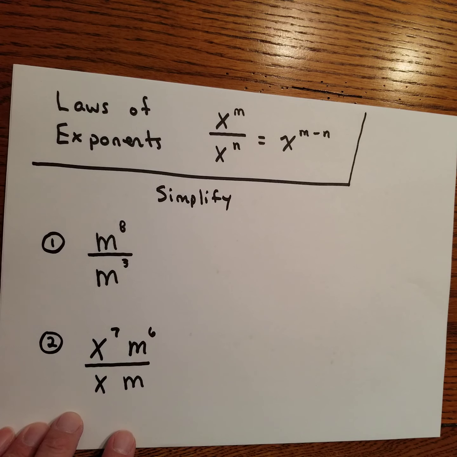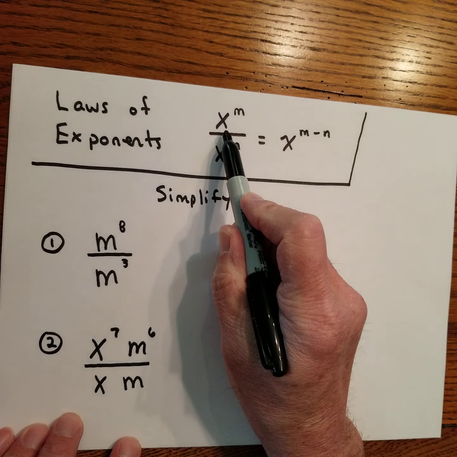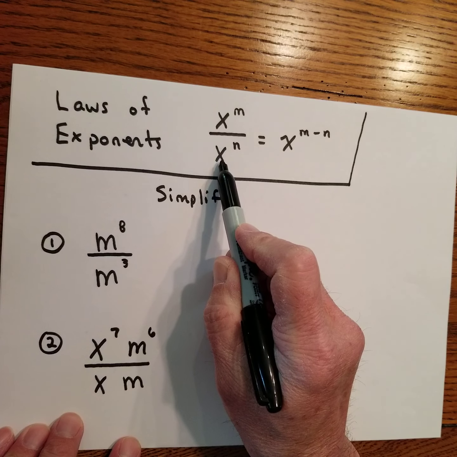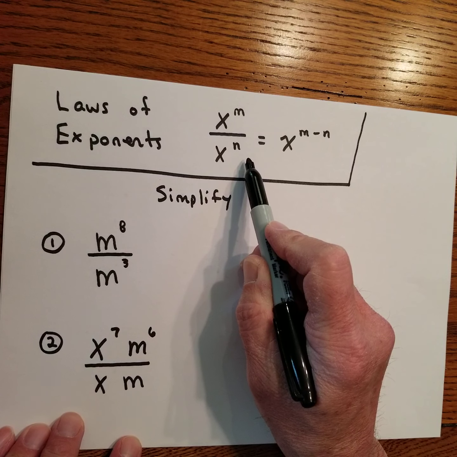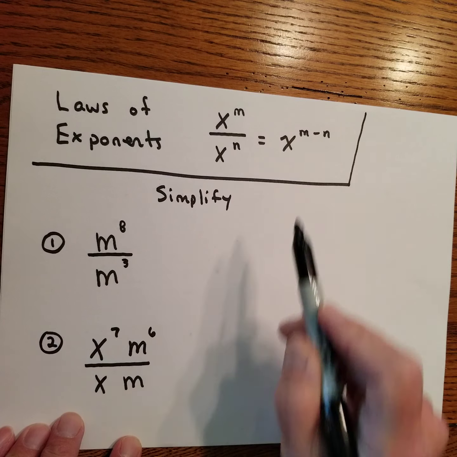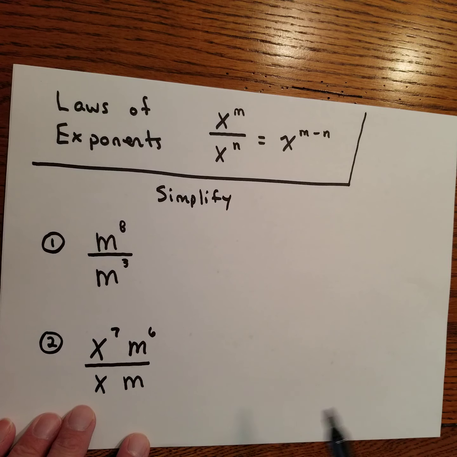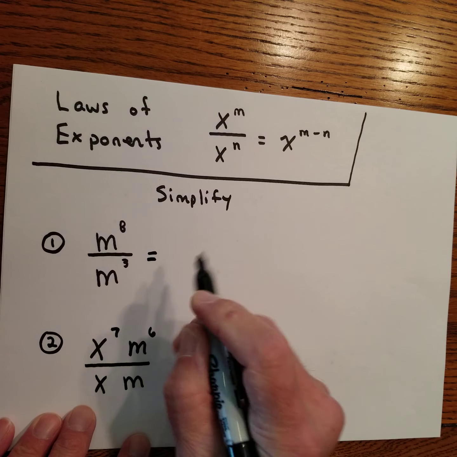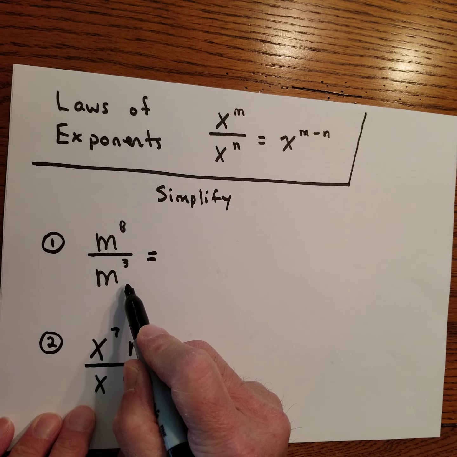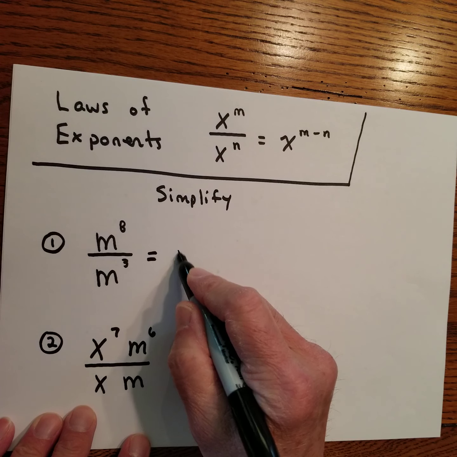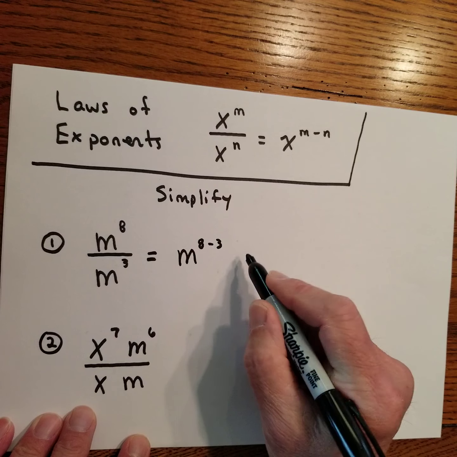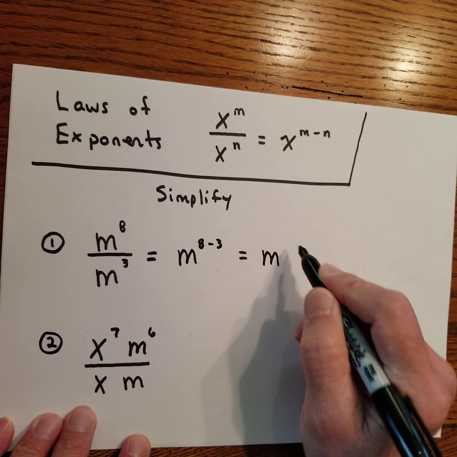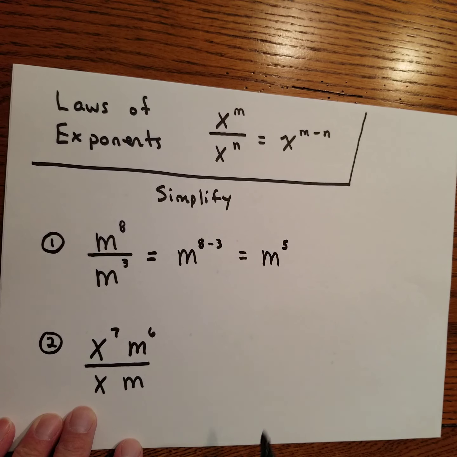Here's the third law of exponents. If you take like bases and divide, you subtract the exponents. X to the m divided by x to the n is x to the m minus n. For this first problem, m to the 8th divided by m to the 3rd is m to the 8 minus 3. That's m to the 5th. Perfect.